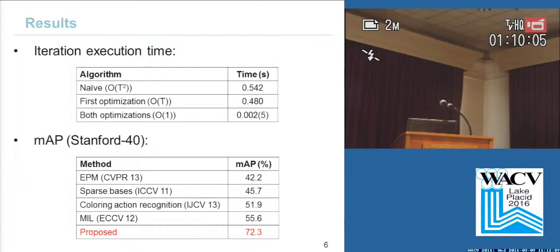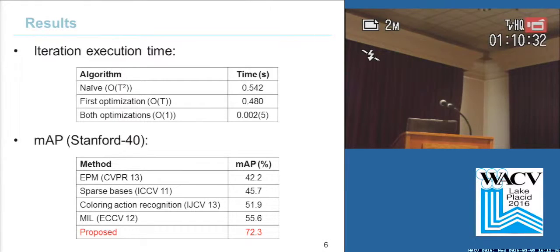As a result, we have a significant speed up of the execution time. The average time per iteration with the native implementation, which is O(T squared), is 542 milliseconds. With the first optimization, which is an O(T) algorithm, is 480 milliseconds. And by using both optimizations, the average time per iteration is only 2.5 milliseconds.